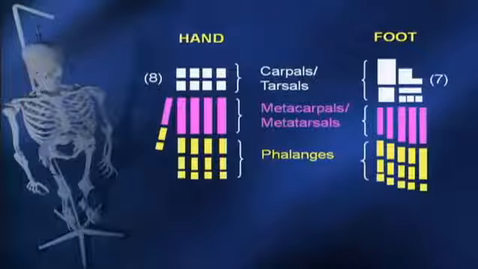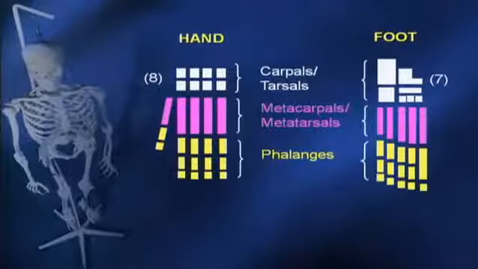Very similar name, carpals, tarsals. Notice there's 8 carpals in the hand, 7 tarsals in the foot for the ankle. Then if I go down to the pink color coded, what's the code name? Metacarpals for the hand, and it's metatarsals for the foot.